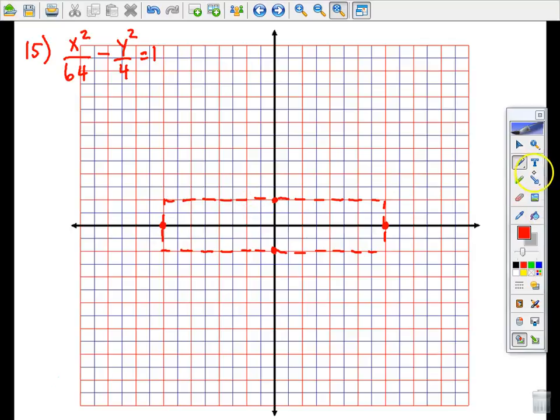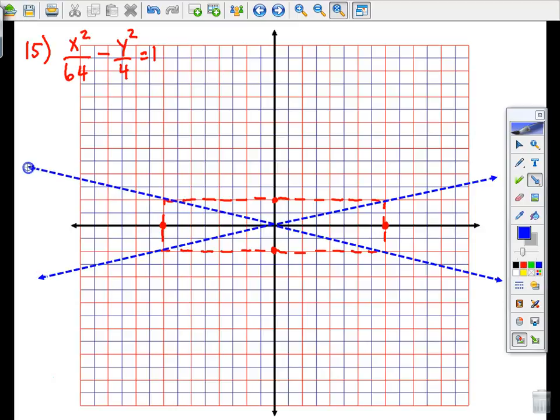All right, grab your straight edge and draw your asymptote lines using the rectangle. So you basically just line up the opposite corners and the center. So you're not going to actually draw them like this. It's just easier for me with this Mimeopad. So you're going to make an X.